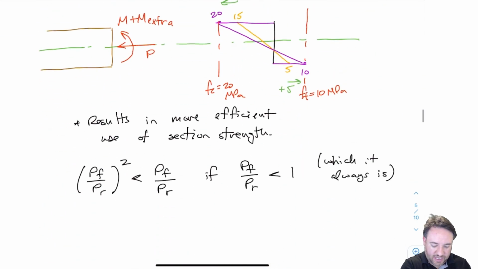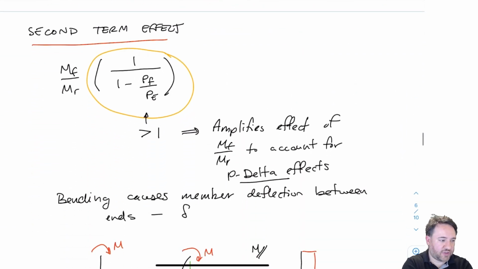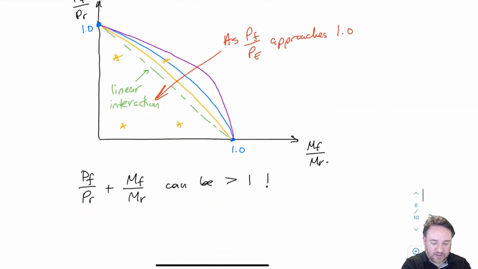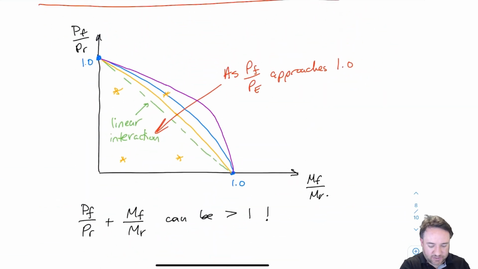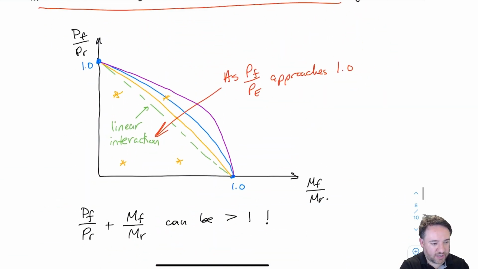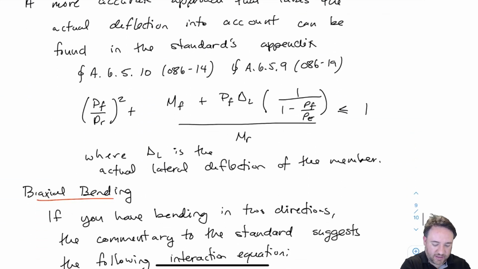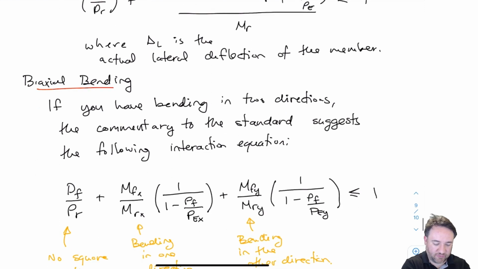Then we looked at the second term effect, which amplifies the MF over MR to account for P delta effects, and we looked at what those P delta effects are. And we looked at the interaction for axial compression and bending. And then we basically looked at some other alternate approaches that better take into account P delta effects and also what to do if I have biaxial bending.